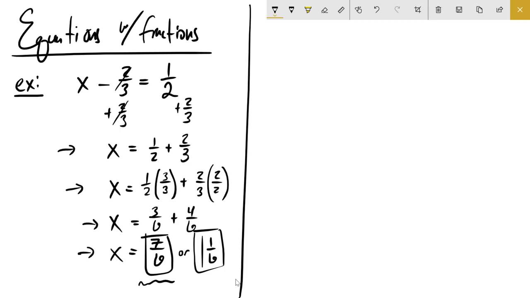What do you think? Seem okay? Okay. I'll show you another one. So let's say we had like 5/9 equals, say, y plus 1/15. What do you think?